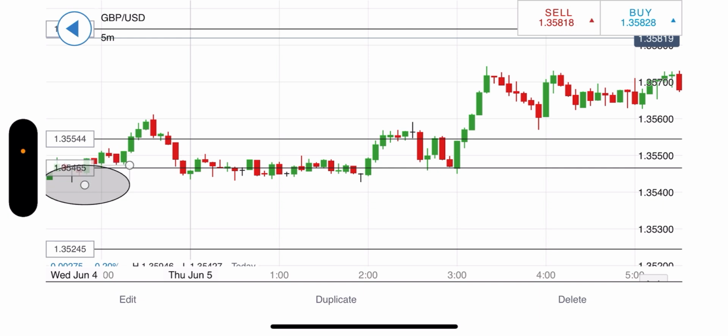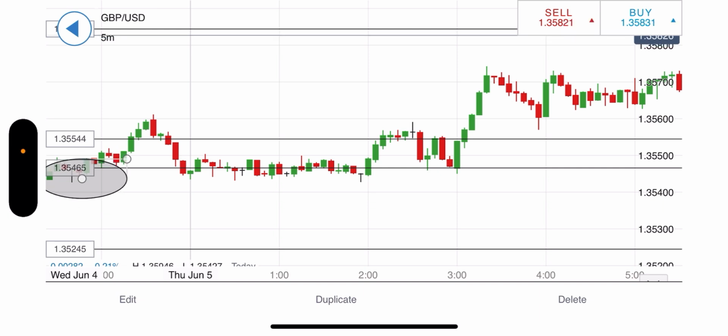was 135.465. So about 8 pips lower. So not even anywhere close to our 30.